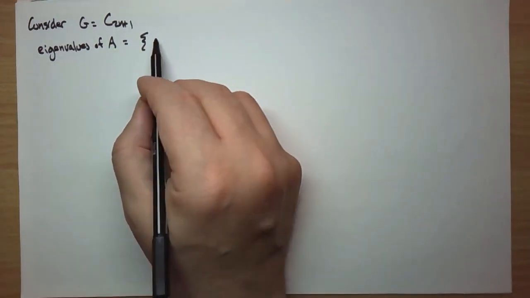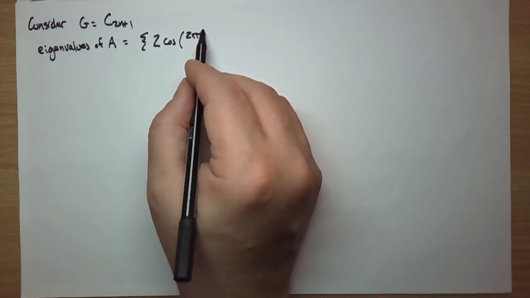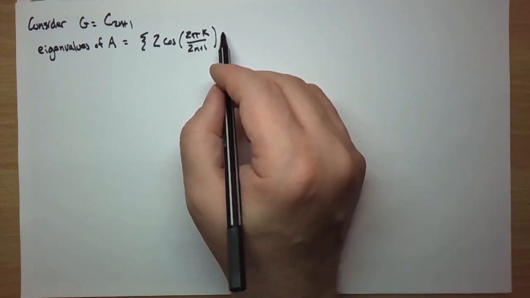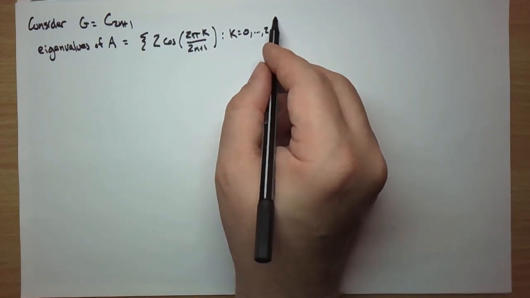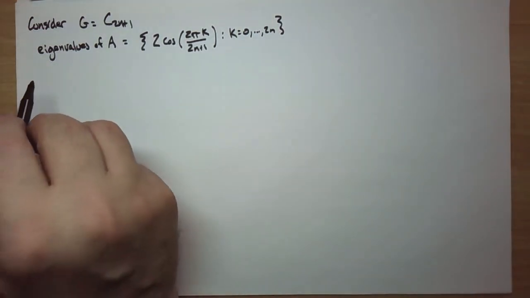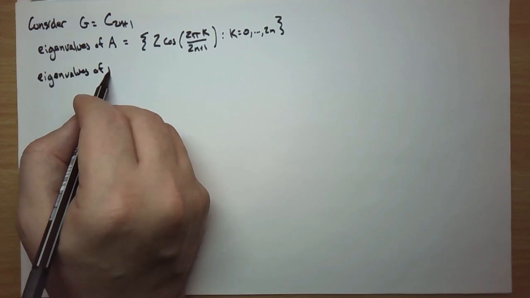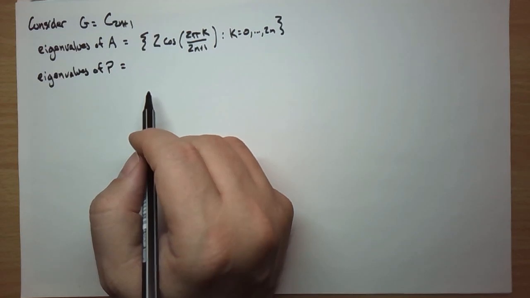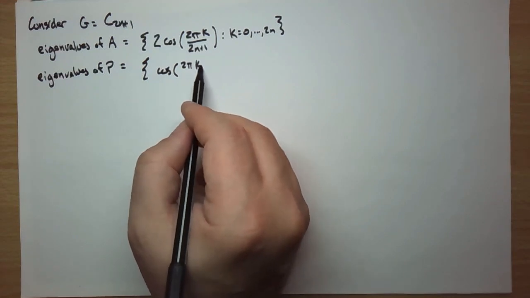Well, there is a 2 cosine 2 pi k divided by 2n plus 1. Yeah, wow, good. I was worried I'd have to remember it. So k equals 0 up to 2n. That's 2n plus 1 numbers. And okay, so the eigenvalues of P. Yeah, we get rid of the 2 because it's 2 regular.